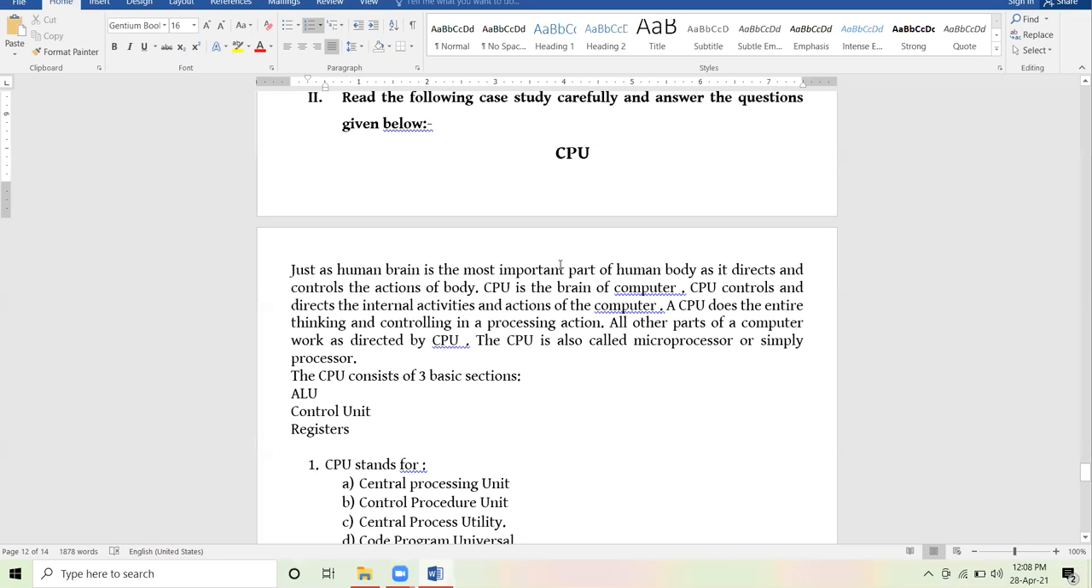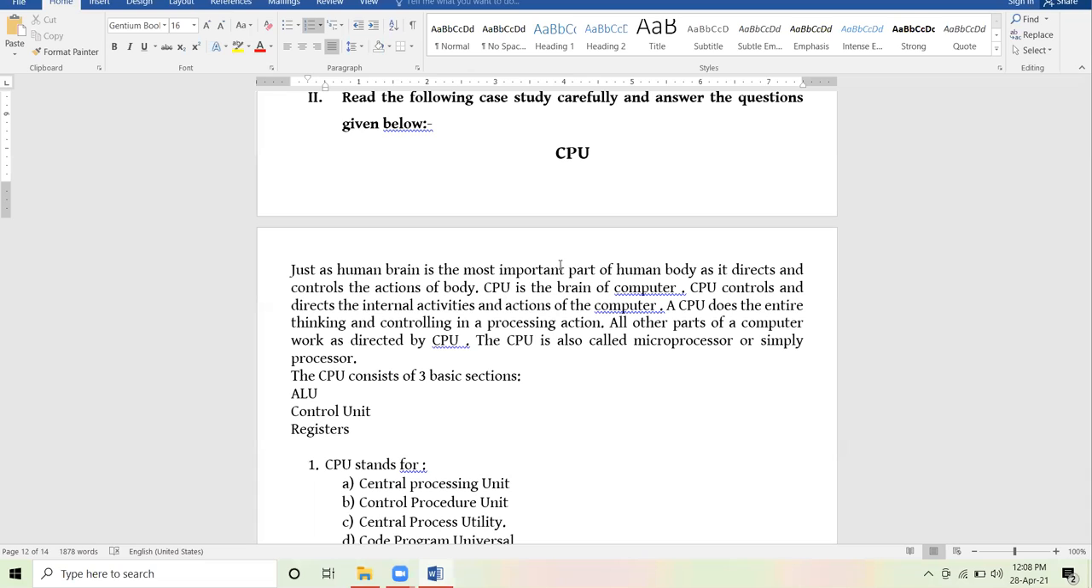Now, again, I give you 1 minute so that you can read it carefully. This time, the case study is on CPU. Beta, put your hand down. Only raise your hand when a question comes. Right now, put your hand down. So our next concept about case study is CPU.